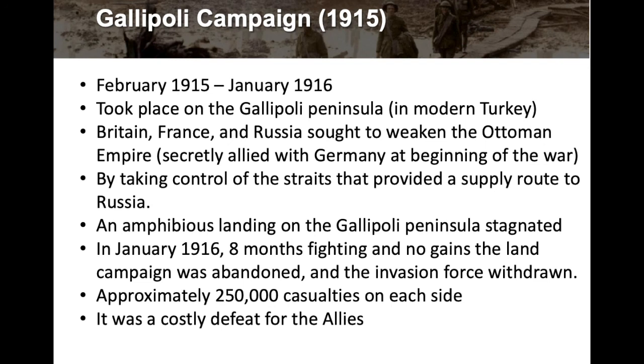In January of 1916, 8 months after the fighting began, there was no gain of land. The campaign was actually abandoned and the invasion force withdrawn. And really, it was a complete waste because there were 250,000 casualties on each side: on the Central Powers side, which was the Ottomans, 250,000 casualties, and on the Allies side.